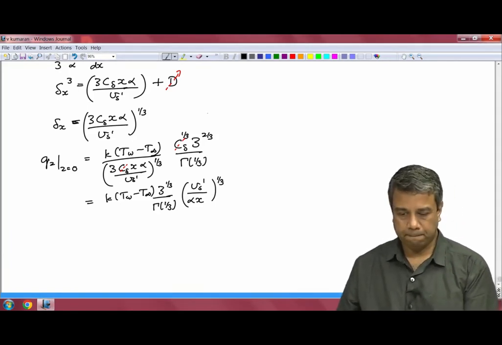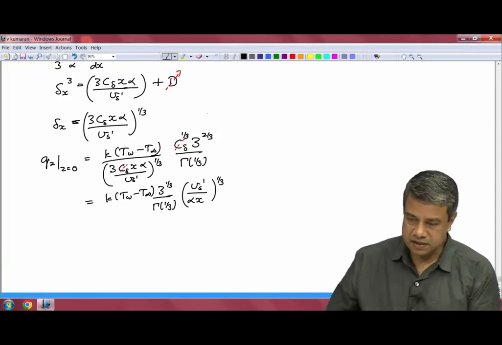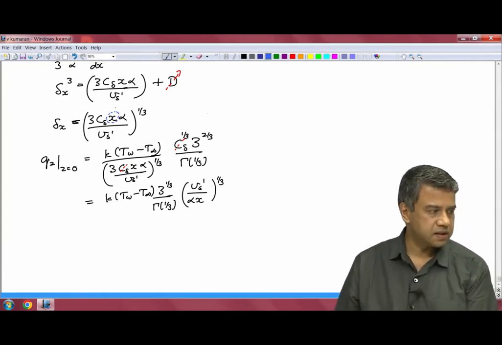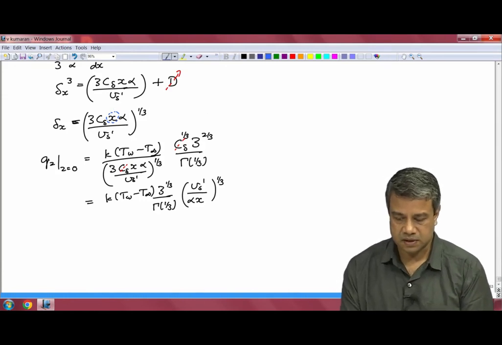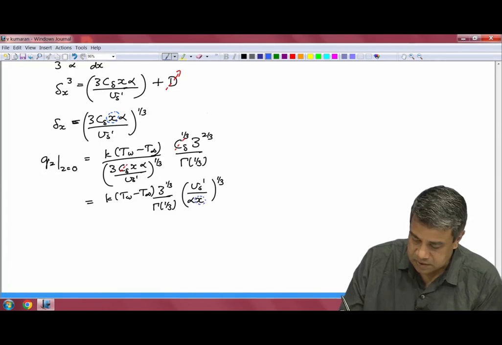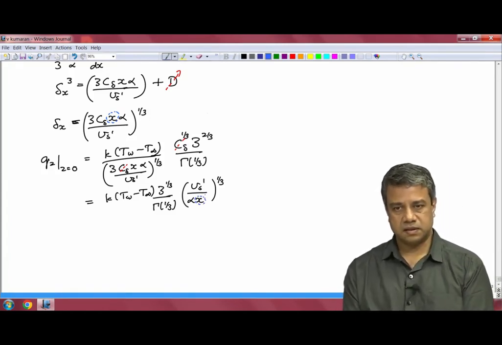Note that the boundary layer thickness in this case increases as x power 1/3. The flux decreases as 1 over x power 1/3 with downstream distance, from this calculation.